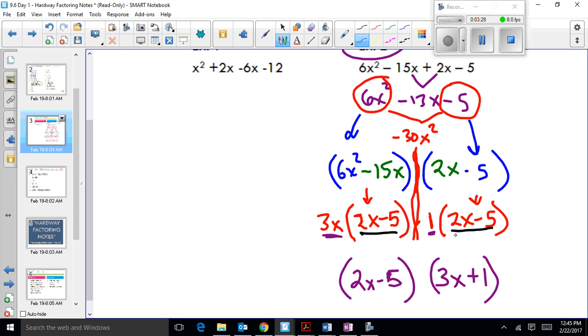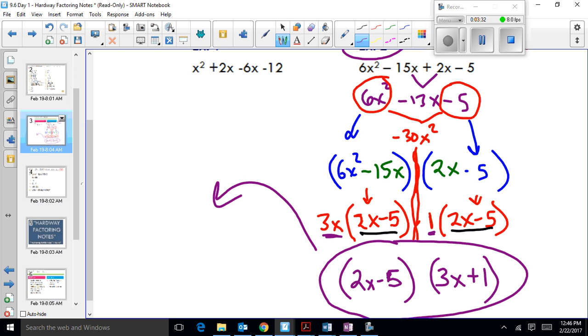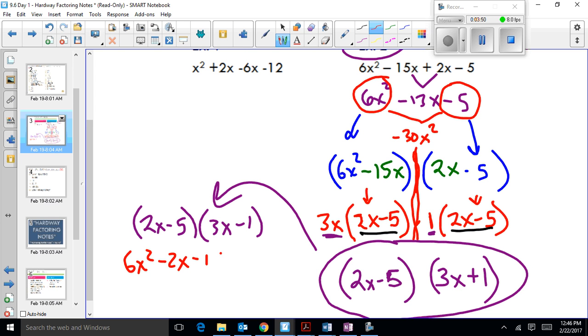Now I'll take a little bit of extra time in this first problem to show you how this actually works out to be exactly what we need it to be. Let's do the FOIL method. 2x times 3x makes 6x squared. 2x times negative 1 makes a negative 2x. Negative 5 times 3x makes a negative 15x. And then negative 5 times a negative 1 makes a positive 5.